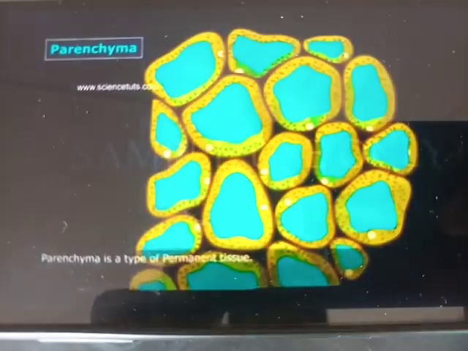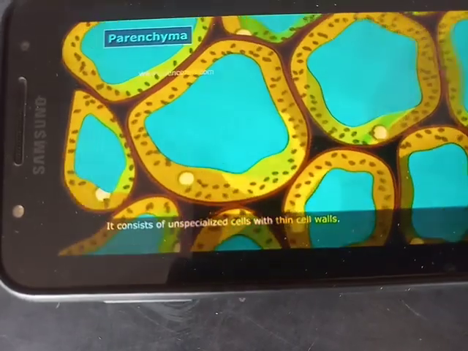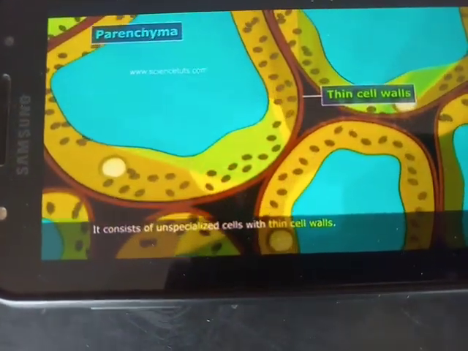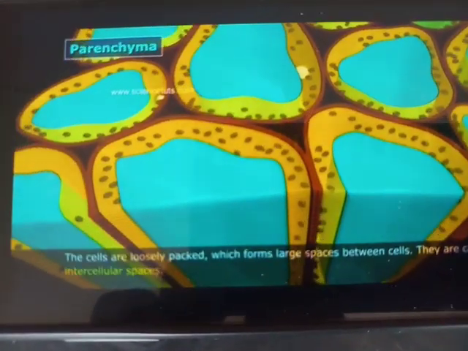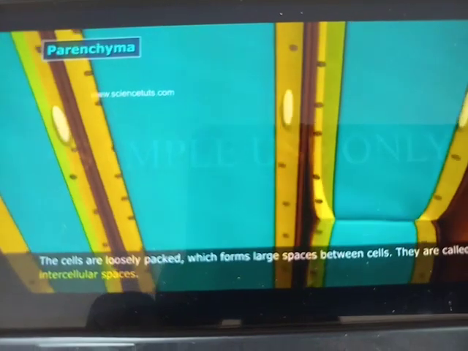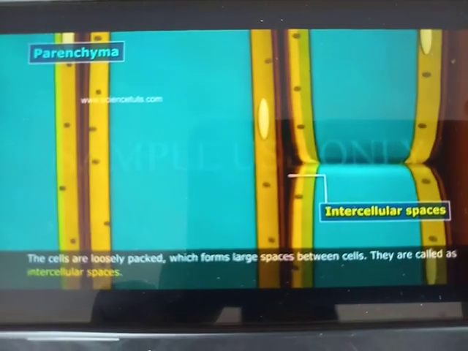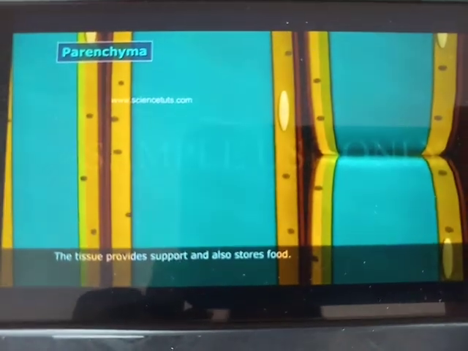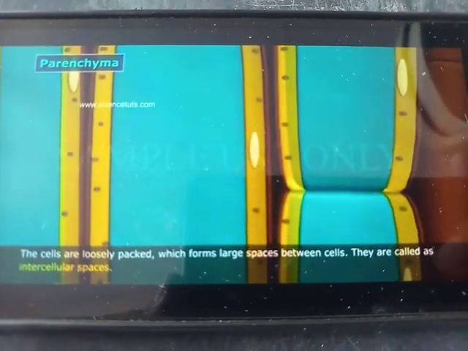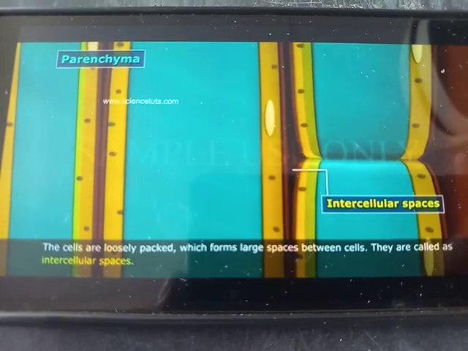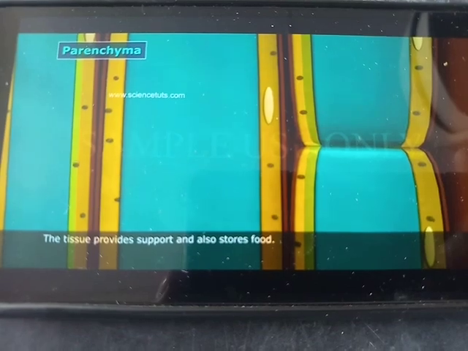Let's see parenchyma. Parenchyma is a type of permanent tissue. It consists of unspecialized cells with thin cell walls. The cells of this tissue are living. The cells are loosely packed, which forms large spaces between the cells. They are called intercellular spaces. The tissue provides support and also stores food.